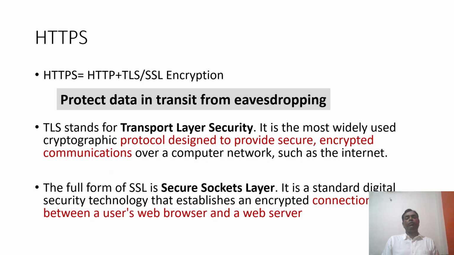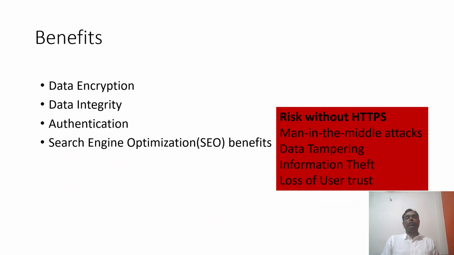If you talk about TLS, we are using advanced encryption techniques in this case, like the AES encryption method is used in TLS. But when we talk about Secure Sockets Layer, here we are using DES. The benefits of HTTPS: data encryption is present. That means when we are sending any data from the client to the server, the data is sent in encrypted form. That means in the network, the data is in encrypted form.